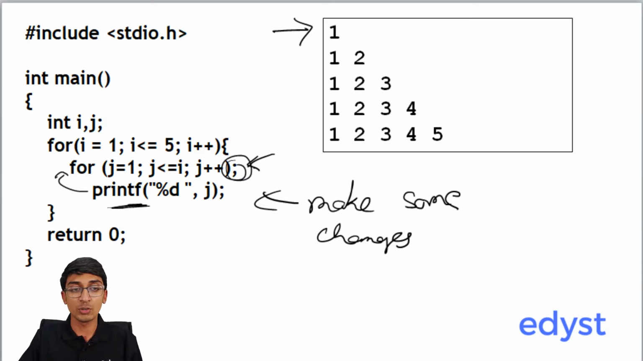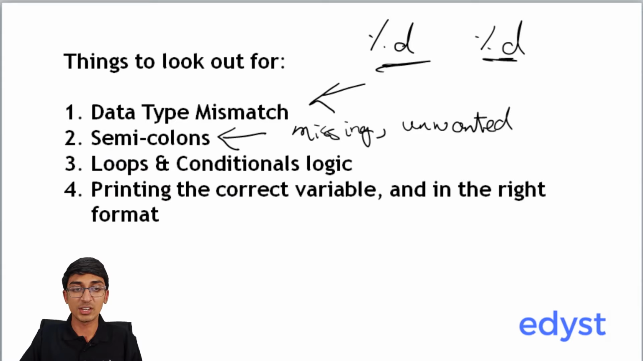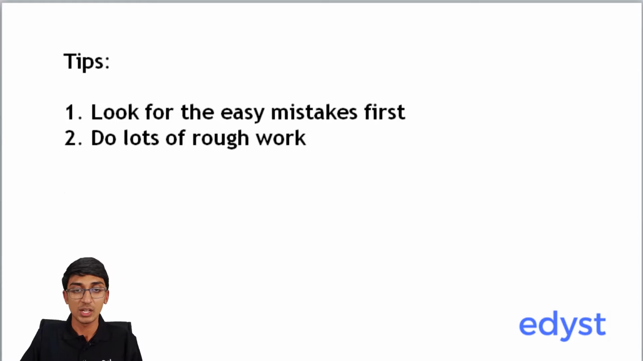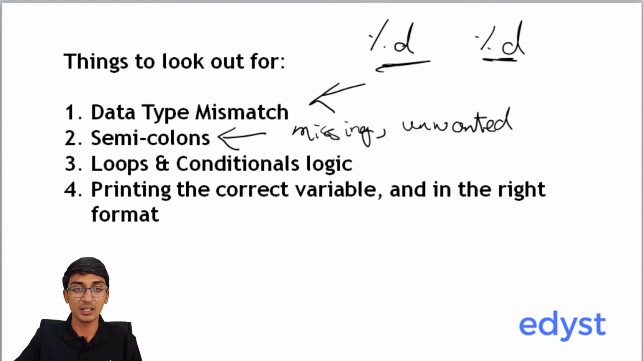If you look out for these four things, I will suggest that on a rough paper, the first thing when you get into the automata fix is to write down these four possible approaches that can happen, and keep checking in each question whether it's any one of these approaches, right? So this is what we're going to do, and that's how we're going to attempt the automata fix questions. Look for the easy mistakes first. Like I said, the easy mistakes are data type mismatches, semicolons, and even printing the correct variable. Easy mistakes which you can fix very easily.